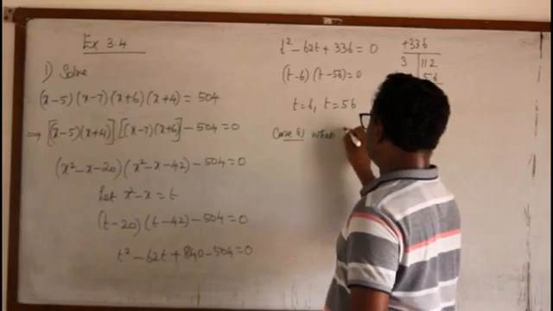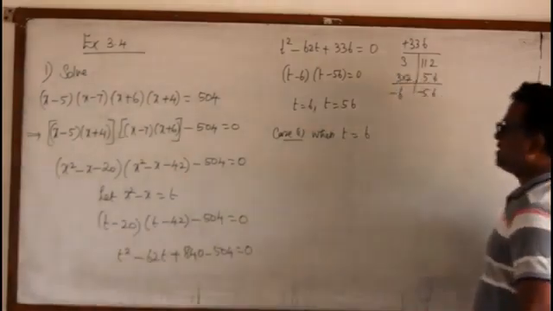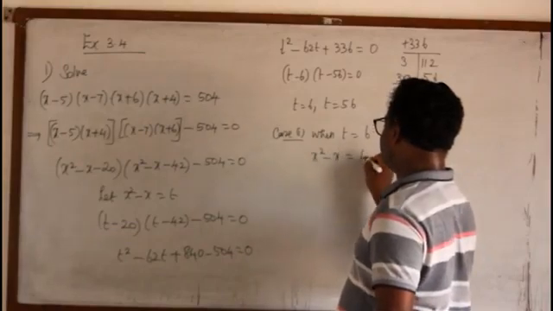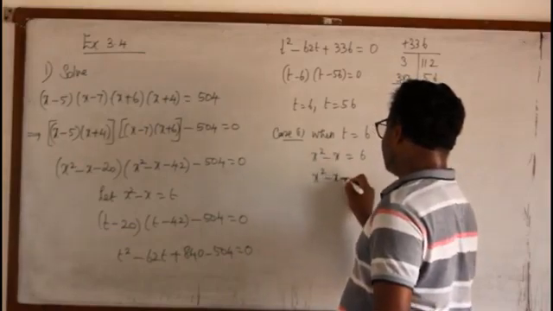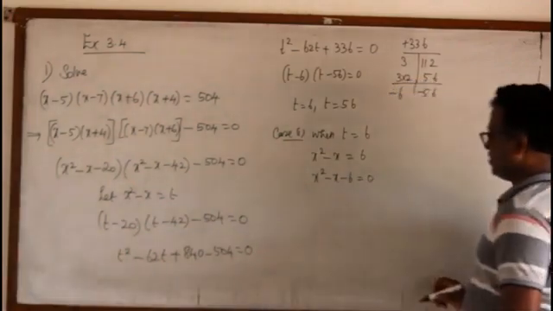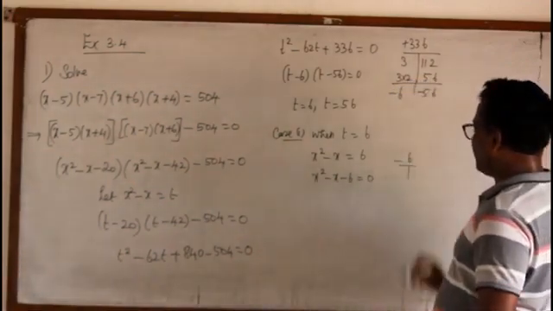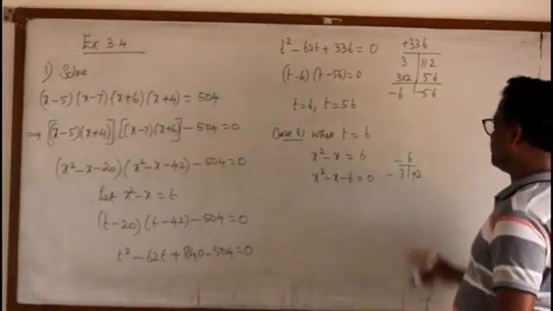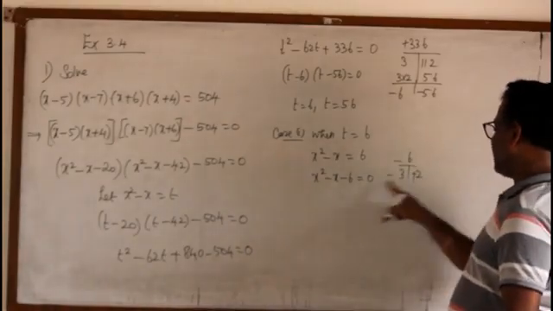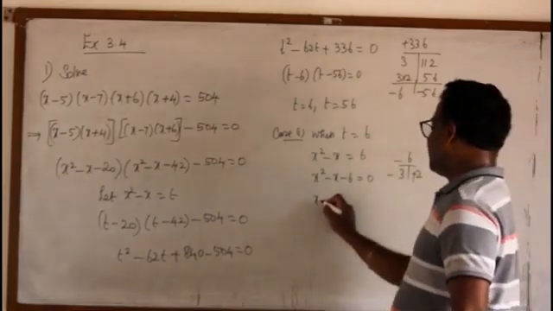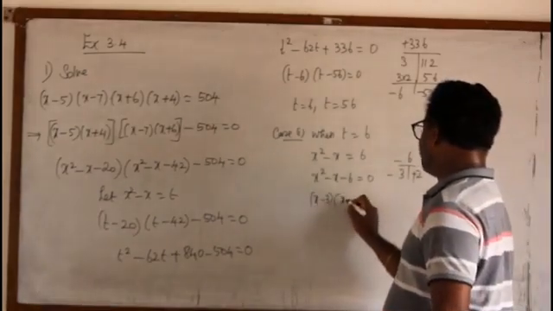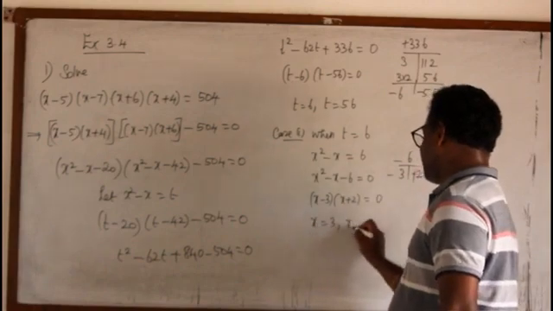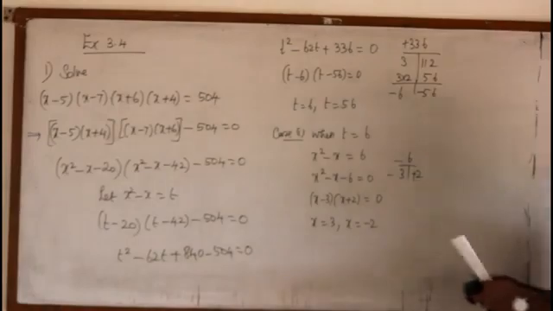When t equal to 6, that is x square minus x equal to 6, x square minus x minus 6 equal to 0. Minus 6 can be factorized as 3 and 2. It is minus 3 plus 2. When we multiply we get minus 6, when we add, we get minus 1. So it is (x minus 3)(x plus 2) equal to 0. So x equal to 3, x equal to minus 2.